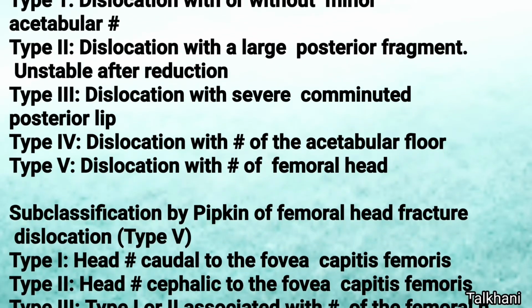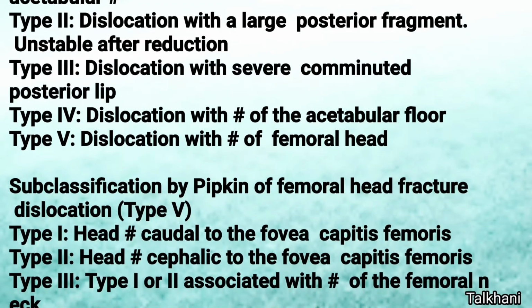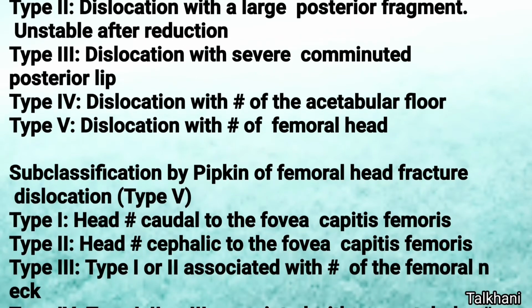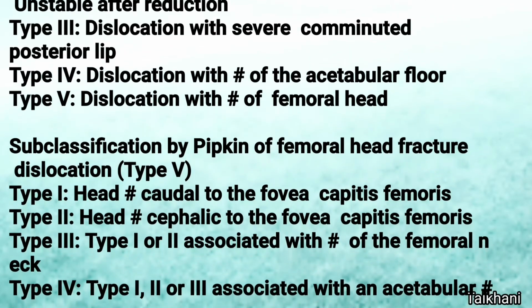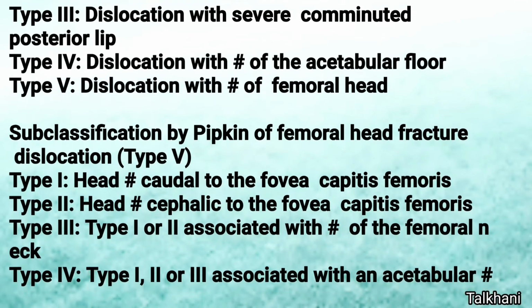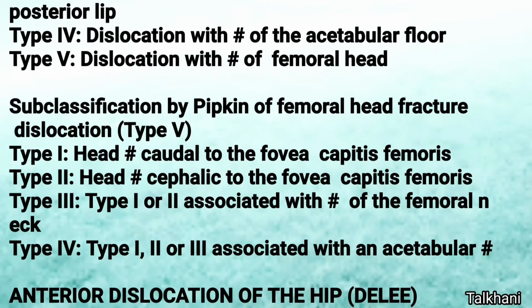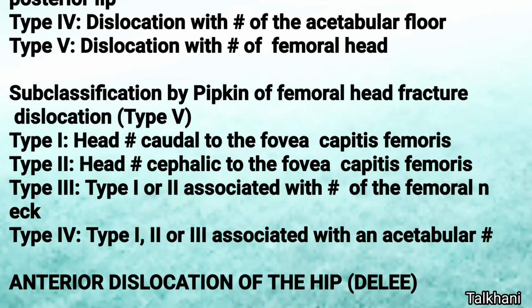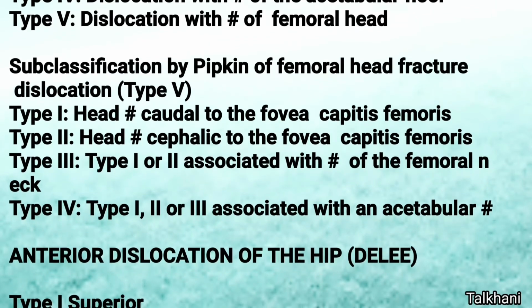Type 4, dislocation with fracture of the acetabular floor. Type 5 is dislocation with fracture of the femoral head. Pipkin has subclassified type 5 Thompson-Epstein classification into further 4 groups, that is femoral head fracture dislocation into 4 groups.